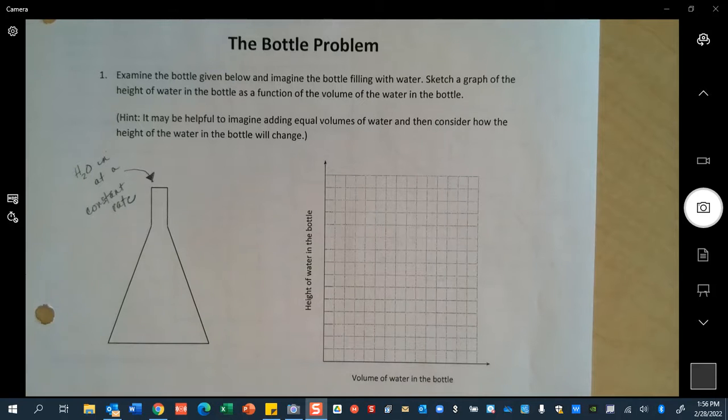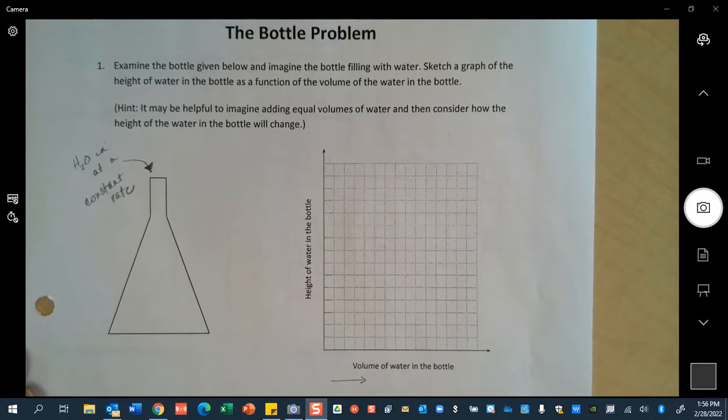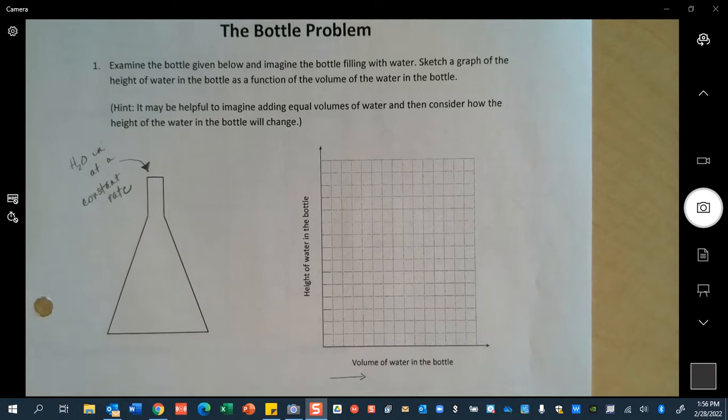So because the water's coming in at a constant rate, my volume is increasing at a constant rate. So this here is a steady increase as it's going up. So what I want you and your partners to do is imagine that bottle being filled up, and have a discussion about what's going to happen to the height of the water if it's coming in at a constant rate. So take a minute and talk with your group. Go.